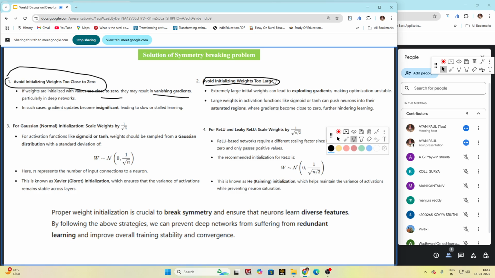The second thing is to avoid initializing our weights too large, because whenever you initialize your weights very large, and you are using the sigmoid function or any kind of tanh function, at very high input values your activation curve will saturate. And whenever your activation curve saturates, we will have the vanishing gradient problem. So two things you have to avoid: first, initializing your weights close to 0, and second, initializing your weights very large.